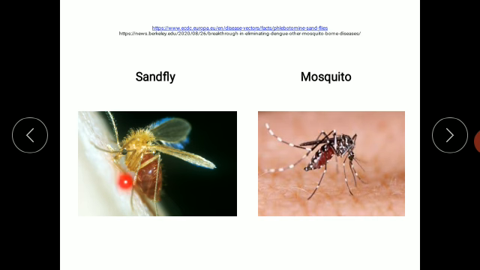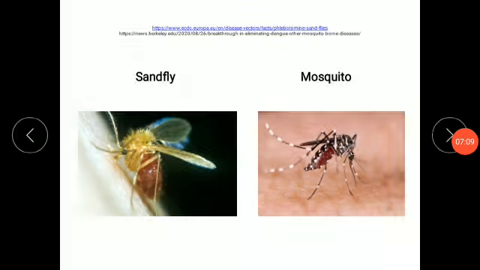Then this is the sandfly. Housefly is also there. The housefly is also responsible for transferring pathogens.